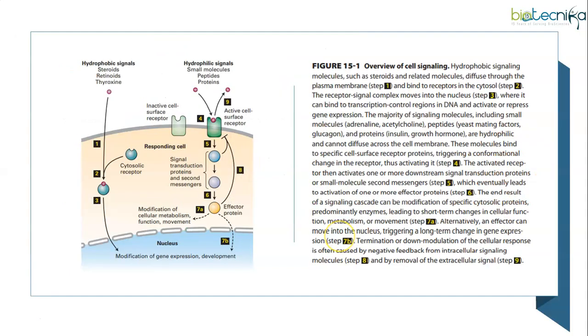Next, as I mentioned in the beginning, we have two types of receptors present. Based on that, we can classify signals as hydrophobic and hydrophilic. Hydrophobic signals like steroids, retinoids and thyroxine have a cytosolic receptor. Upon binding, they migrate into the nucleus to carry out gene expression. Whereas hydrophilic signals like small molecules, peptides and proteins have cell surface receptors. Once bound with the ligand, they activate certain intermediate proteins and move into the nucleus to carry out gene expression.